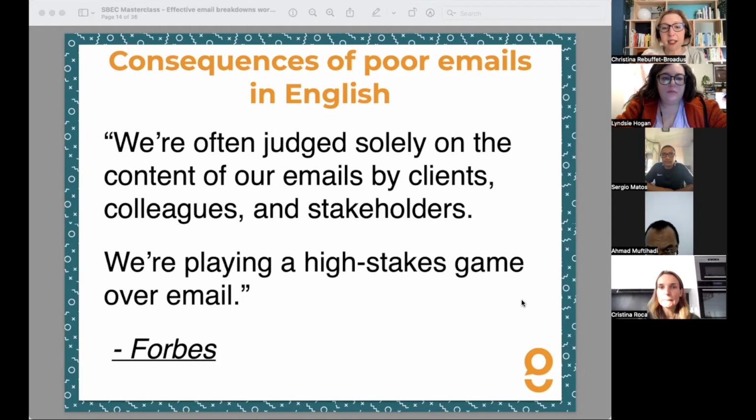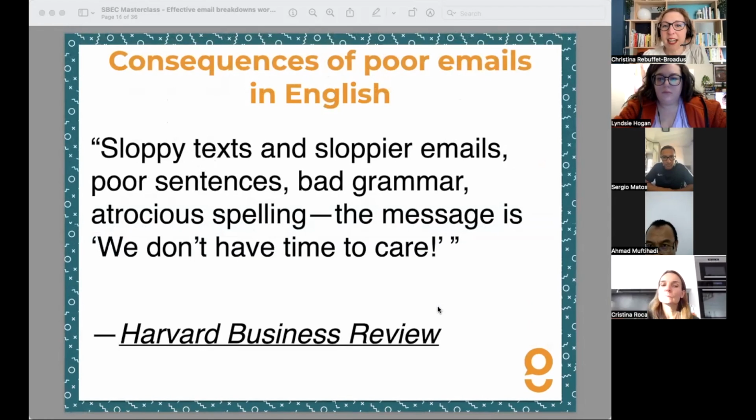This article in Forbes, and in the presentation down here I've put the link to the original article if you would like to go and read it, says that we're often judged solely on the content of our emails by clients, colleagues, and stakeholders. And we're playing a high stakes game over email. So it means that the way that you present yourself in your emails, people do evaluate you on that. They do judge you for better or for worse on that.